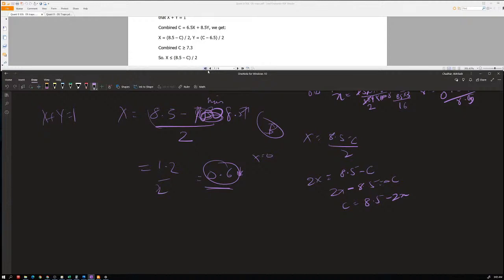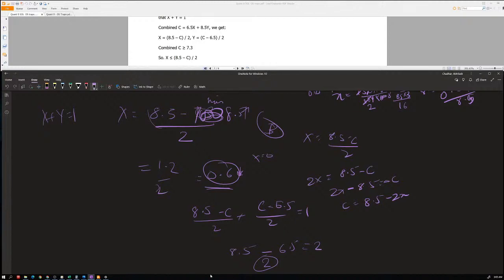We can get this. Now if we add that x plus y, so x plus y is equal to 1, right? So what they did is 8.5 minus c by 2 plus c minus 6.5 by 2 equal to 1. And this will be equal to 2. C will cancel each other, so it will become 8.5 minus 6.5, which is equal to 2, right?